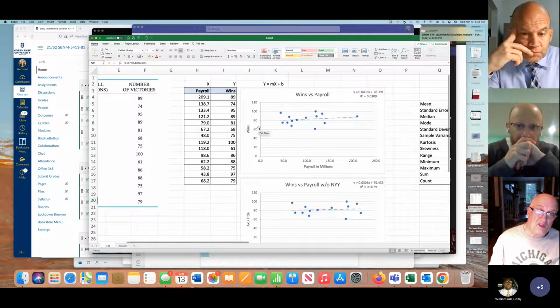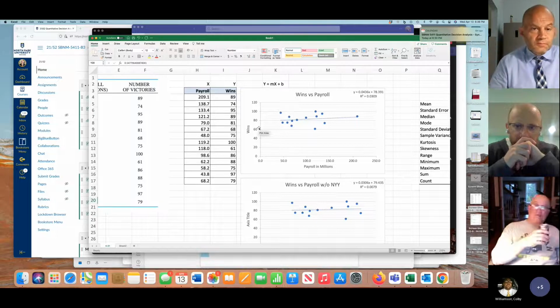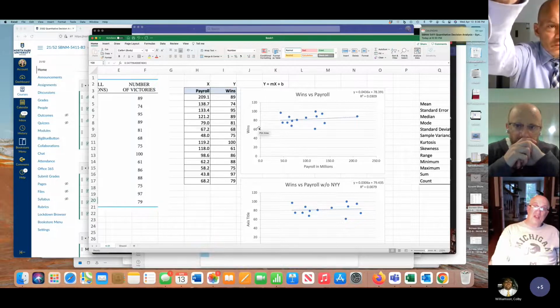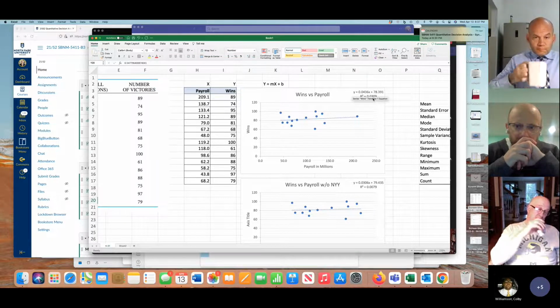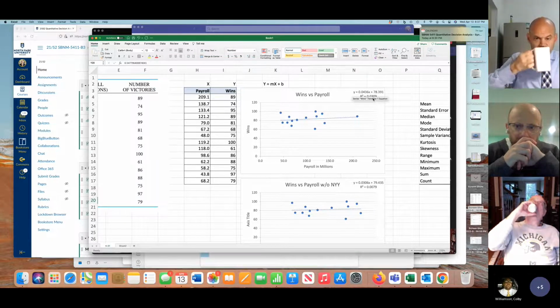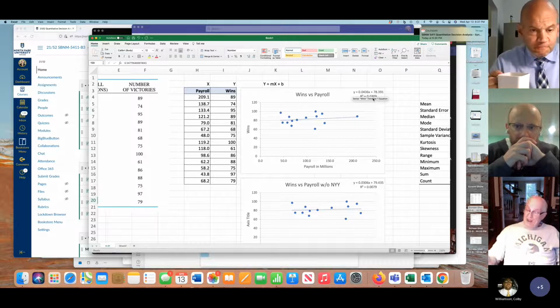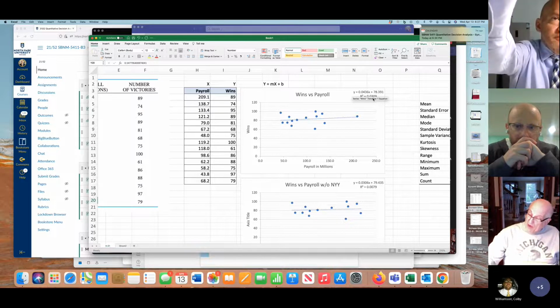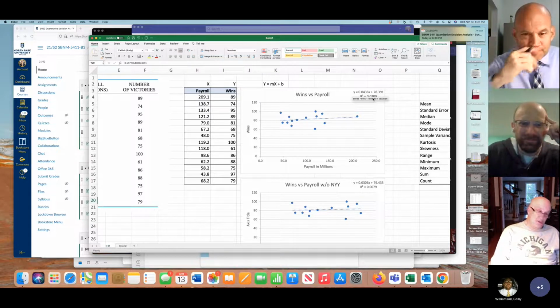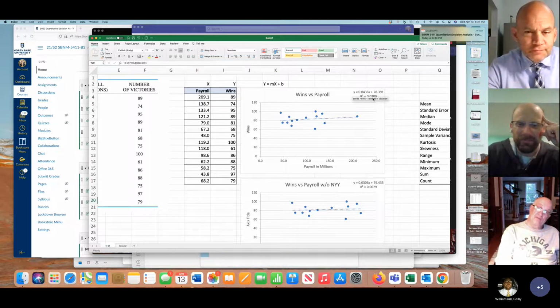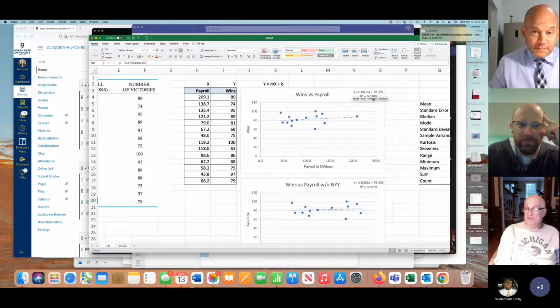So we've just concluded that payroll has almost no impact. It has a very small impact on the number of wins. It only accounts for 3% of the variation in the number of wins. And yet baseball teams will pay money to get the best players. Yeah, right. But they put it together, and does it really work? Okay, that's a lot of stuff in a few minutes.